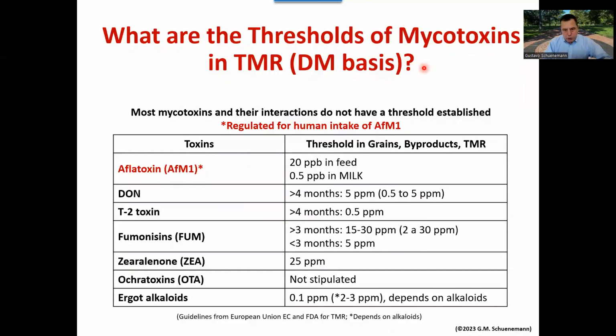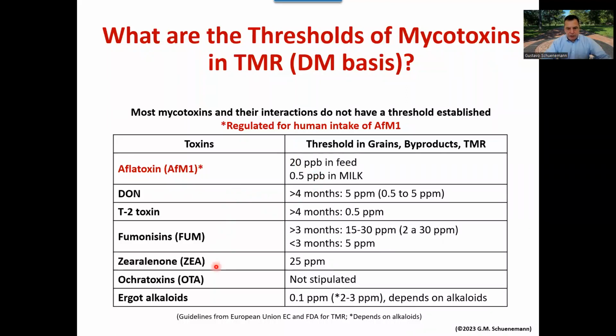So what are the thresholds of mycotoxins in TMR? Most of these data come from guidelines from the European Union, the commissions, and the FDA. I think most of the data, especially the latest publications on this topic, have shown that the threshold to see clinical signs in animals is lower than what we see here. But anyway, I highlighted in red the ones that are regulated for human intake. There is the aflatoxin, which is about 20 parts per billion. And in milk, what is the limit?